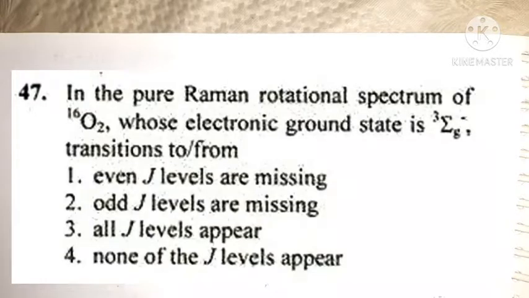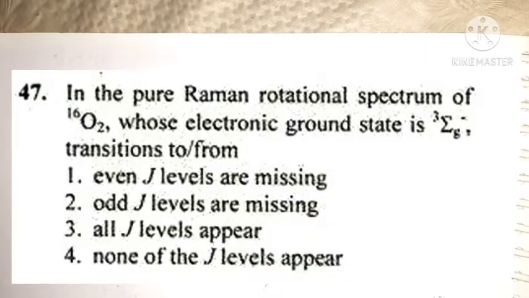Okay, so let's start. Now see, this is your first question and it says in the pure Raman rotational spectrum of 16O2 molecule whose electronic ground state is 3 sigma g minus, transitions to or from, and we have four options, that is transitions to even j levels are missing, odd j levels are missing, all j levels appear, or none of the j levels appear.